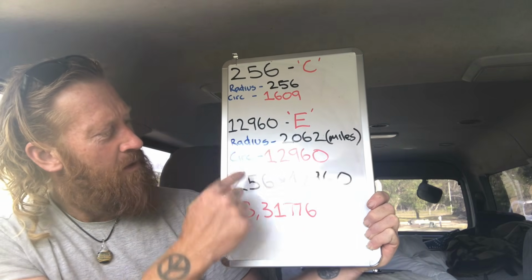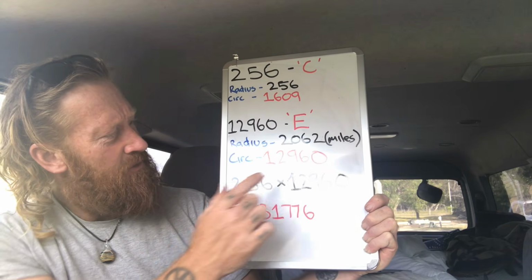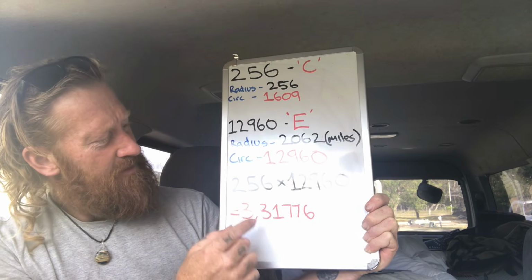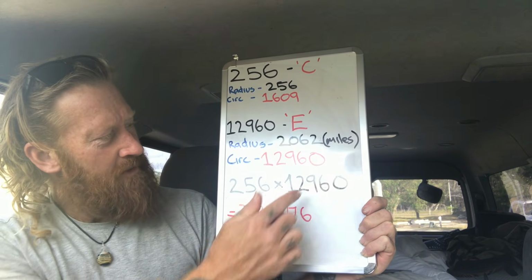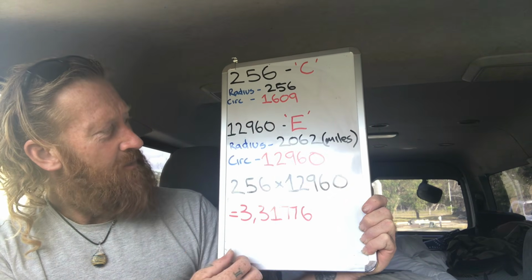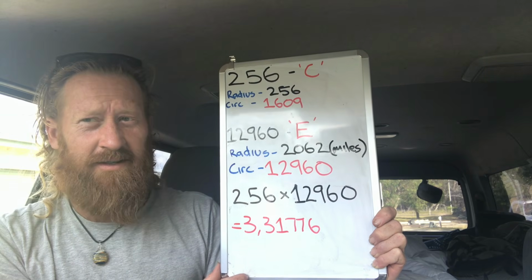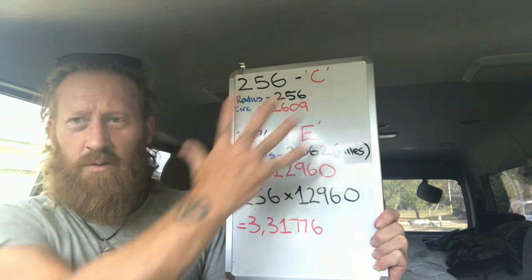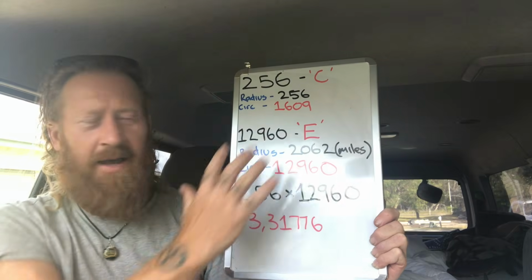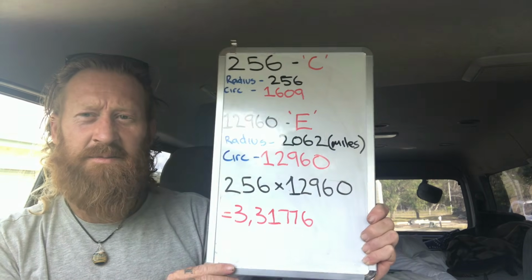So we've got miles here, 2,062. Draw a circle of this, and we showed it the other way before. We divided by the 12,960, and we came out with 256. So as you can see, it's all talking to each other. It's coming back and circling back on itself. It's a beautiful system.